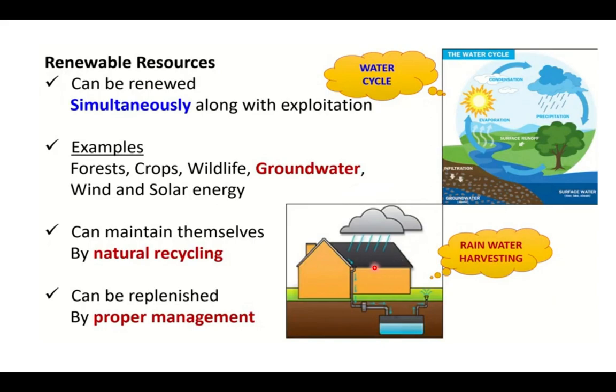If you take the rainwater, it can be collected back. Instead of wasting the rainwater, rainwater harvesting can be done. This is a kind of proper management. We are doing proper management and collecting the rainwater and using the rainwater again. This is a kind of replenishing that is done with the help of proper management.